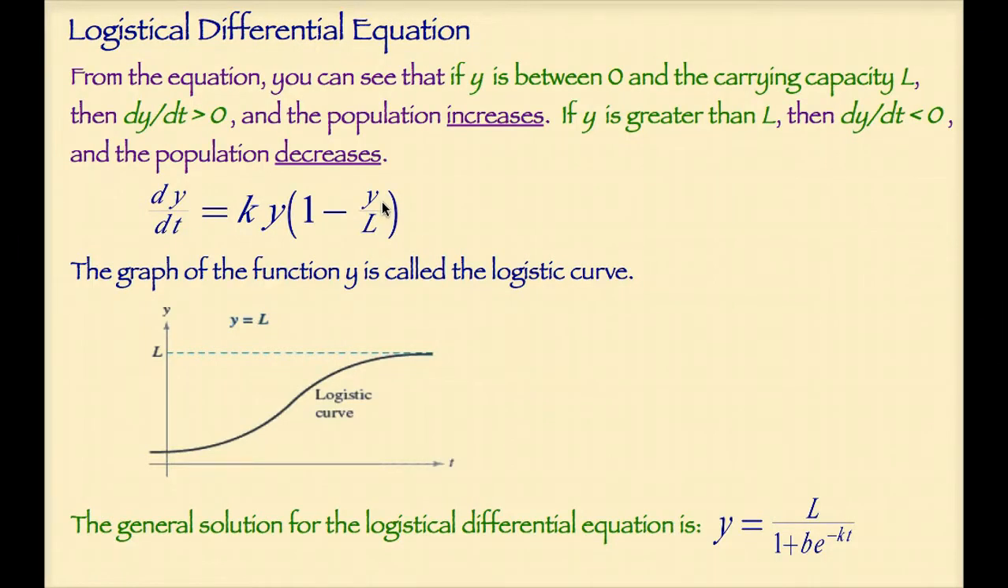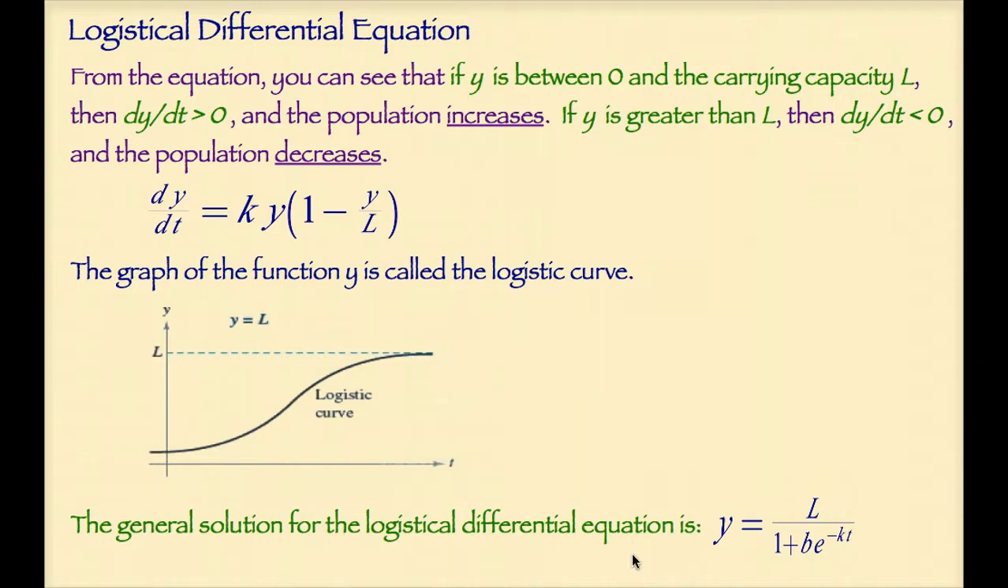As you can see, if y was greater than L, this fraction would be greater than 1, making this quantity negative, resulting in a population decrease. The graph of the function is called the logistic curve. You can see that it approaches a horizontal asymptote, which is the carrying capacity of the population.